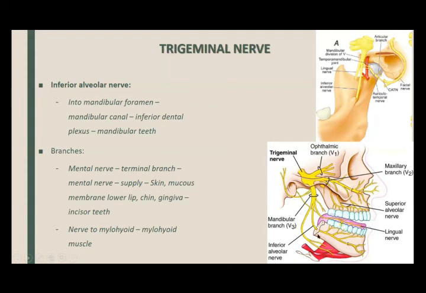Now arising from this nerve, another branch of the mandibular is the nerve to the mylohyoid. This is the mylohyoid muscle, which forms the floor of the mouth. This is the nerve to the mylohyoid, one of the branches.